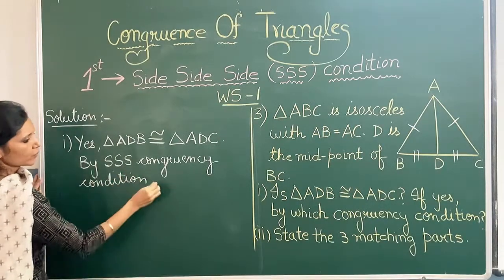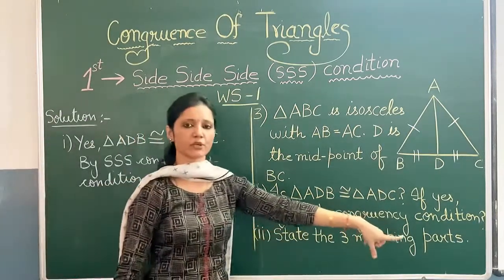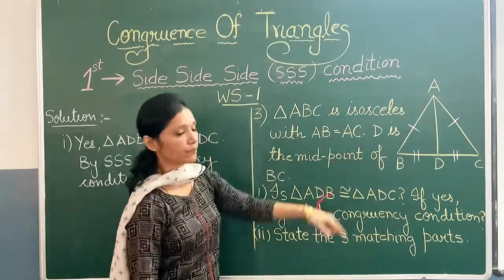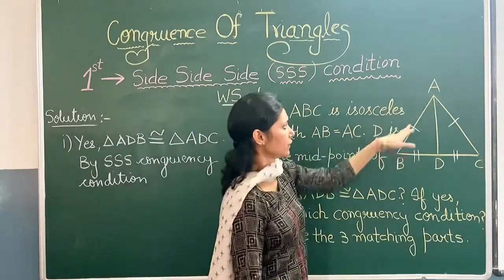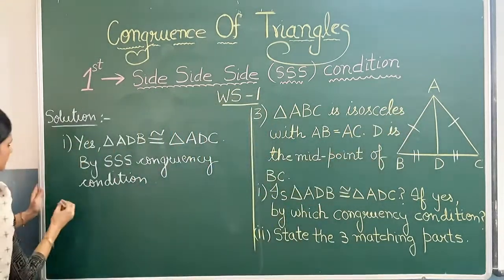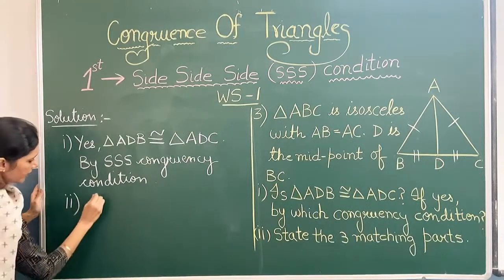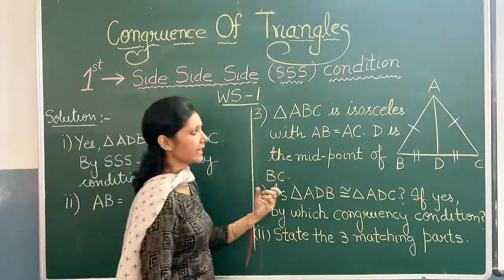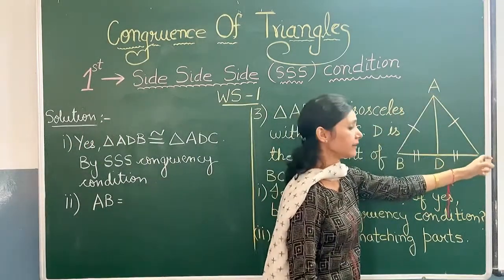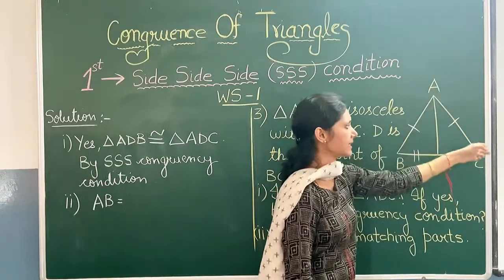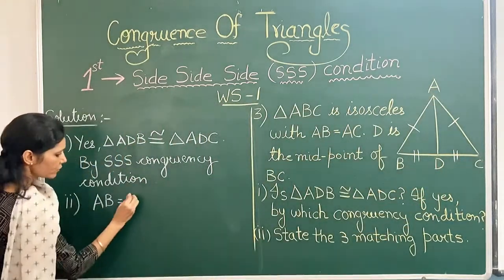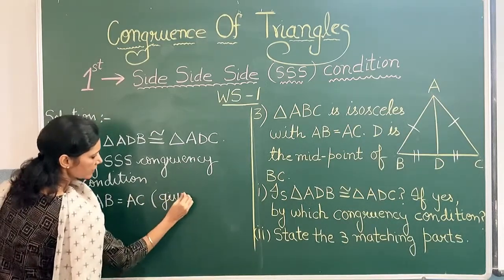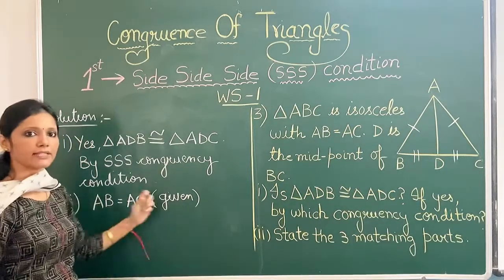Now the second part of the question is state the three matching pairs. Again we will mention all the three matching pairs in order. So let's first name the first side of the first triangle, that is AB. If we are taking AB as one side of the triangle, the other equal side is AC. We cannot write it as CA. It should be AC. So AB is equal to AC. Give the reason, because this is given in the question. It is given in the question that these two sides are equal.